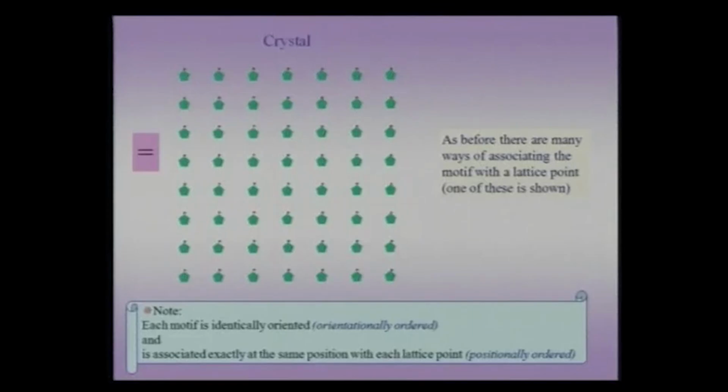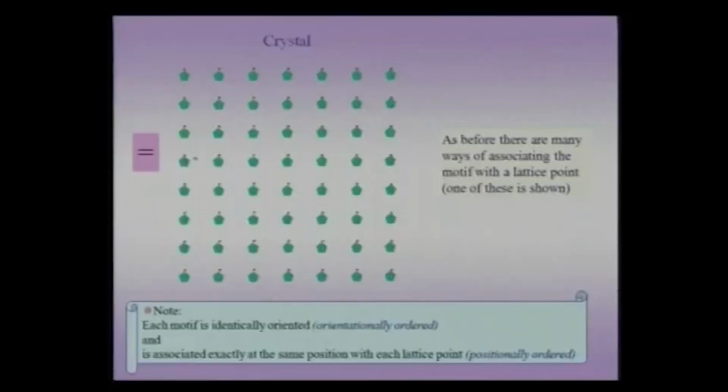And once the crystal has been created, as the lattice is infinite in 2 dimensions, the crystal is also automatically infinite in 2 dimensions. Now, an important point which comes out when we look at this crystal is that it has 2 kinds of important order. One is positional order, which is clear from the fact that each of the motifs is sitting identically on the lattice point, and it additionally has an orientational order.